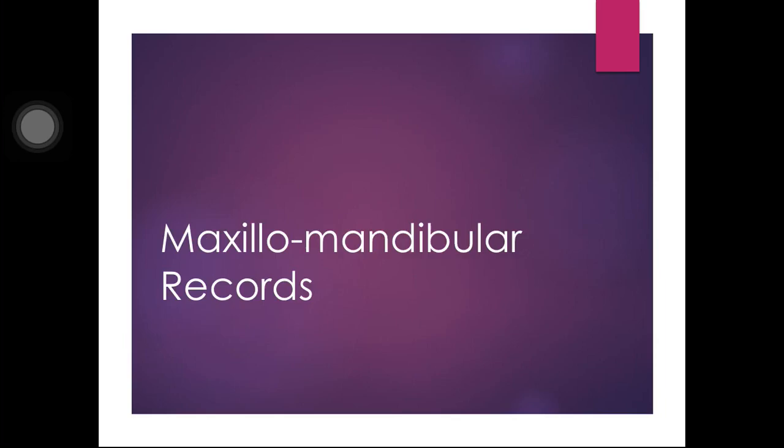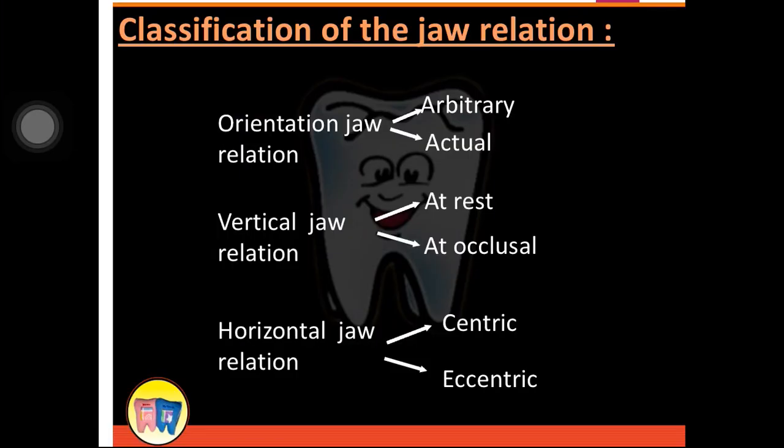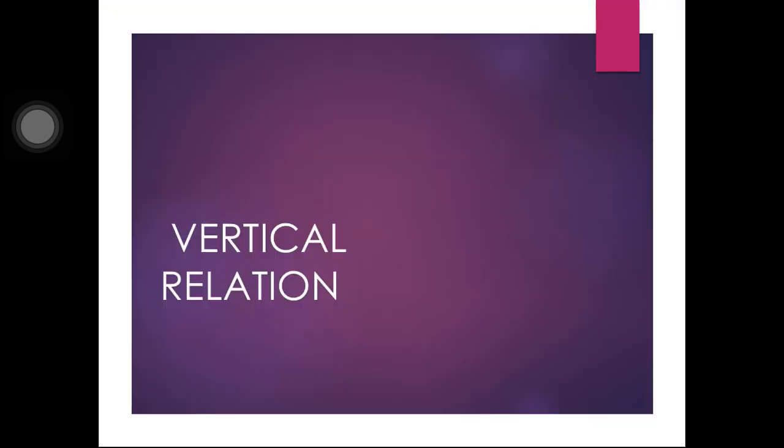After establishment of the occlusal plane and anterior aesthetics, then come the maxillomandibular records. There are three types of jaw relation records: the vertical jaw relation, the horizontal jaw relation, and the orientation jaw relation. In the orientation jaw relation, we record either the arbitrary or the actual one. Most commonly, the recorded ones are the arbitrary ones. In vertical jaw relations, we record the vertical relations at rest and at occlusal vertical dimension. And in the horizontal jaw relations, we record centric and eccentric records.